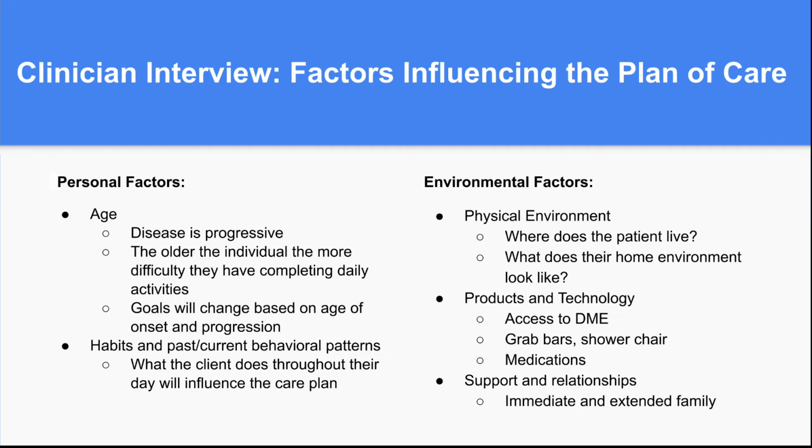Some environmental factors to consider are their physical environment and assistive technology. Knowing the patient's home environment and if they have access to assistive devices or medical equipment in their home will impact the plan of care and the safety considerations we have as occupational therapists. It is also beneficial to know the patient's support systems from their family and friends, as it is an important aspect of care for the patient and the resources available to them.